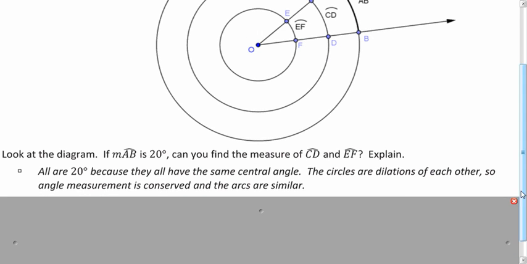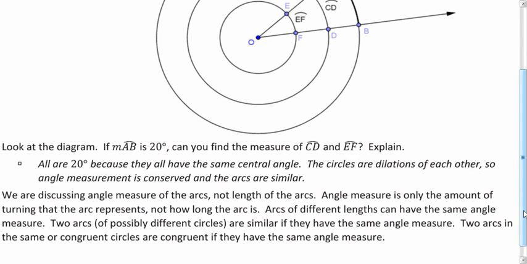Well, be careful. We're not talking about the arc lengths here. We're talking about the measures of the arcs, which are in degrees. So they correspond to that central angle. And that central angle is the same for all three of those arcs.